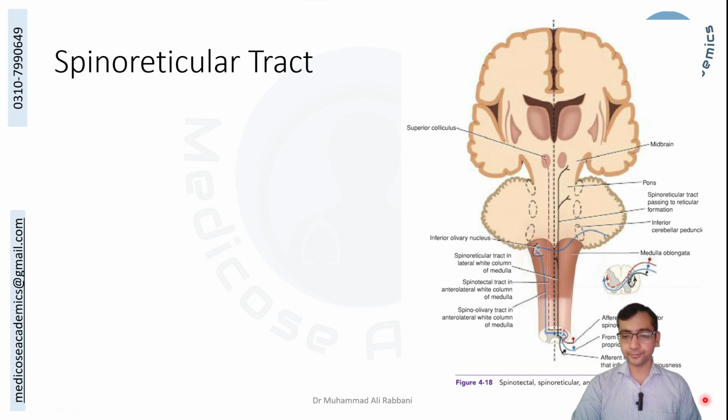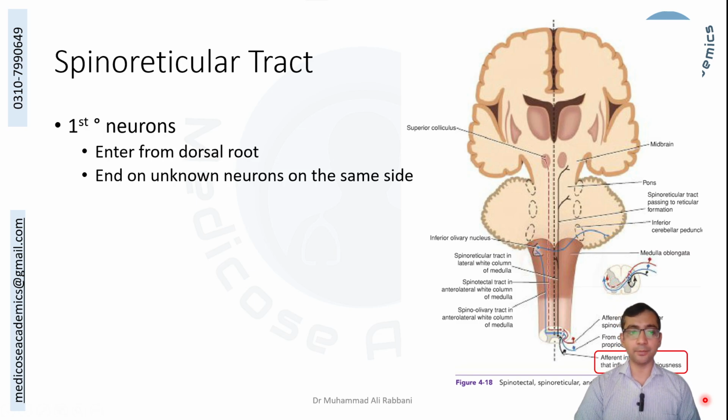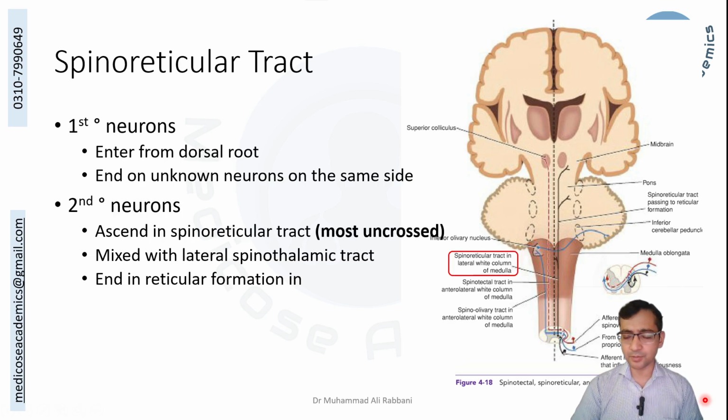Spinoreticular tract, shown in the same picture of Snell's neuroanatomy, carries information of pain, touch, and temperature. The first order neurons have a similar course: peripheral process, dorsal root ganglion, entering the spinal cord, and ending on the second order neuron in the dorsal root on the same side. Their name is not known, and there is various controversy about them, so I am not going into that.